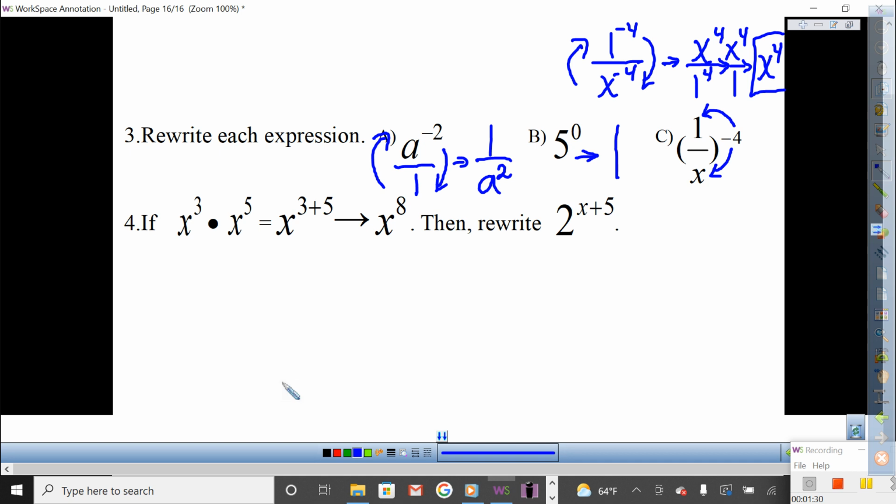Let's go to number 4. It says if x to the third times x to the fifth, since they have the same base, it becomes x to the 8th. Yes. So what happens to the exponent? That's why right here we have x to the 3 plus 5. Okay. So if that's how we got that, how can we rewrite this one? Let me help you out. If I write this at this step right here, 2 to the x plus 5, what was it before it became that? Talk it over with your neighbor. What was it before it became that? Talk it over with your neighbor, please.